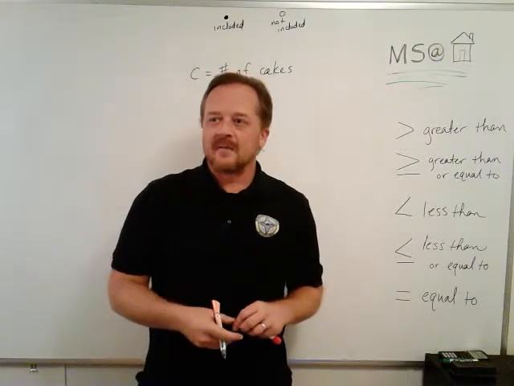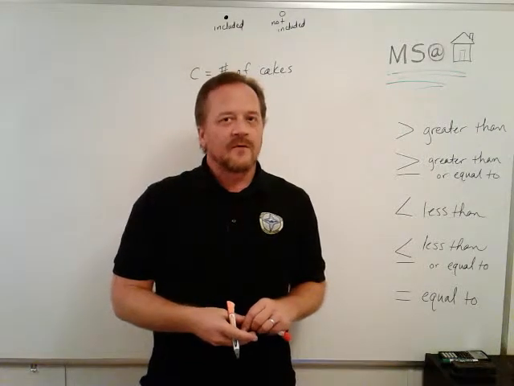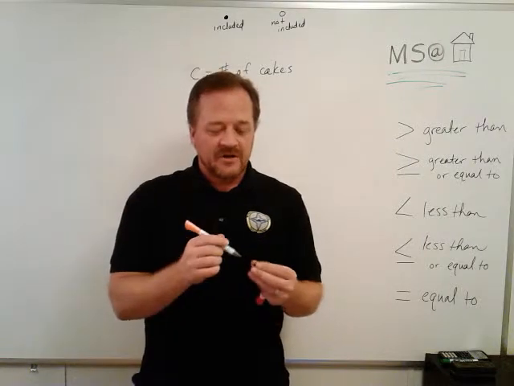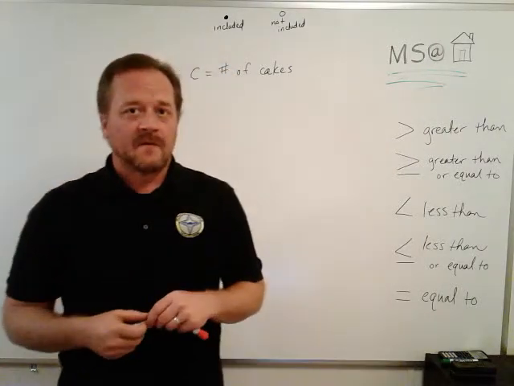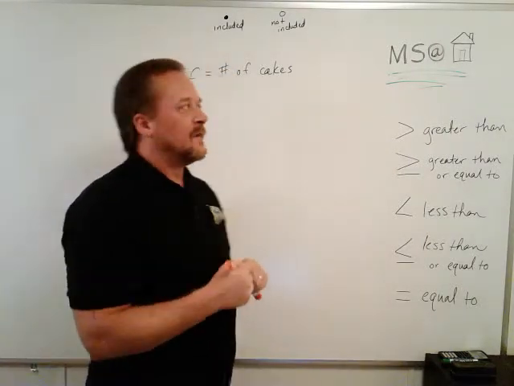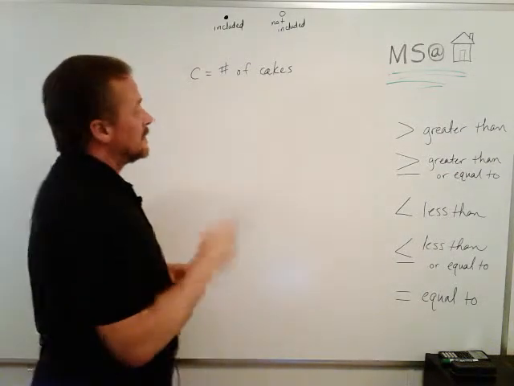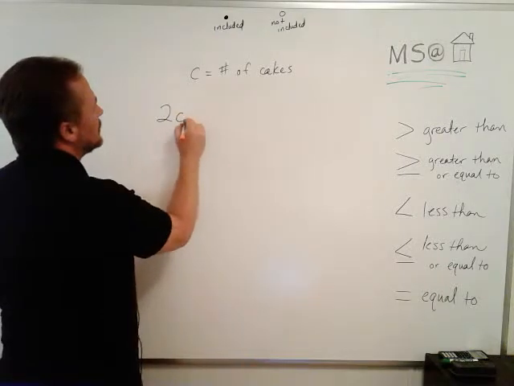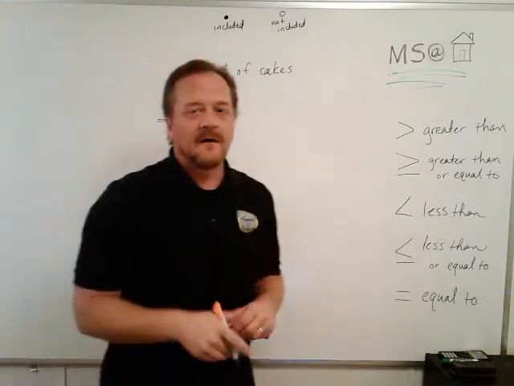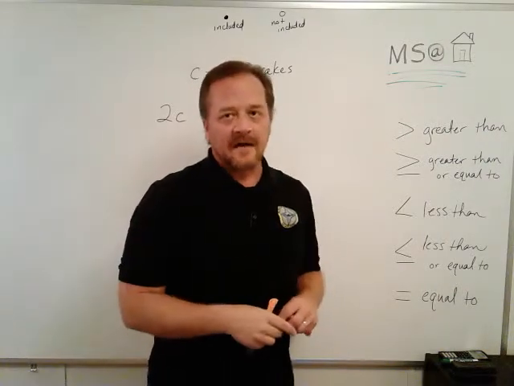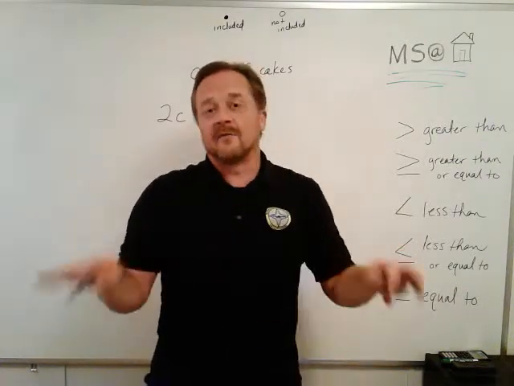And the question is going to be, if she has a certain number of hours, what is the greatest number of cakes she can make in that time? Okay, so here's the deal. It takes her 2 hours per cake. All right, so I'm going to write that as 2C. 2 hours per cake. That right there shows how long it takes to make a cake. How long it takes to make any number of cakes.